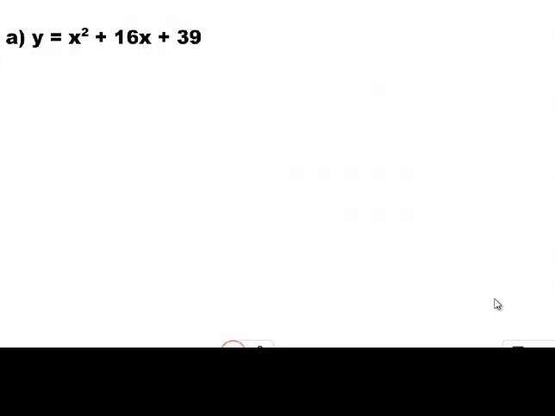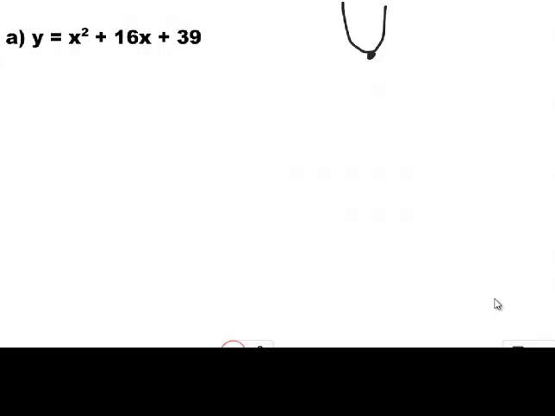The next question says, for each quadratic relation, find the zeros and the maximum or minimum. First, if we look at the first one, we can see that the leading coefficient is plus 1. So this means that the quadratic is going to open upward. So the vertex is a minimum.